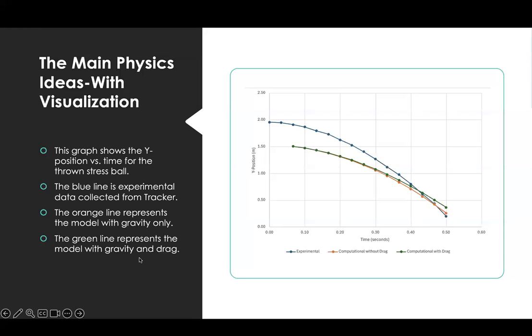The main physics ideas with visualization. So here is my graph that shows the y position versus time for the thrown stress ball. The blue line is experimental data collected from Tracker. The orange line represents the model with gravity only. The green line represents the model with gravity and drag.